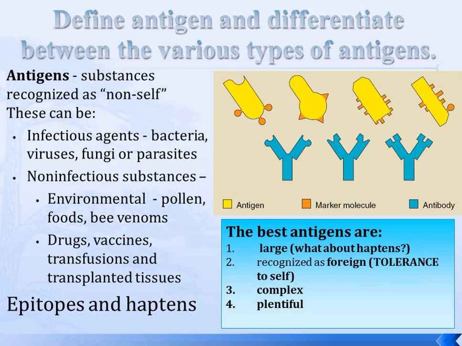Okay, the structures I told you had to know. The key players in the immune system are antigens and antibodies. An antigen is an antibody generator. So what's it make you make? Antibodies. The antigen is the thing in your body that says this doesn't belong.